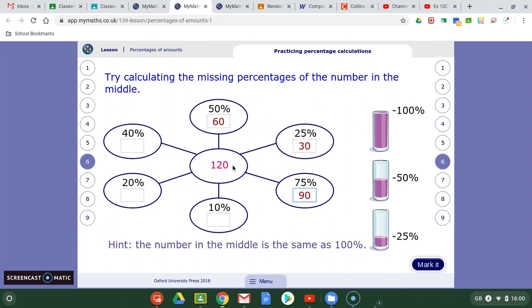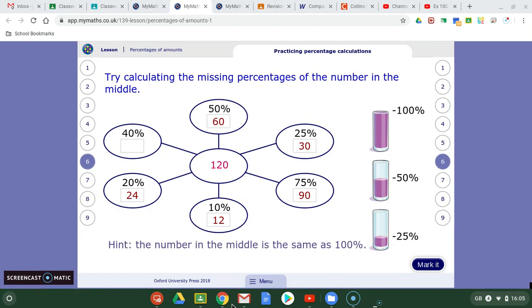Let's have a look again. So we've got 120. Let's find 10%. So that's going to be 12, isn't it, if we divide by 10 to get 10%. 20% is going to be double that. So what's double 12? 24.